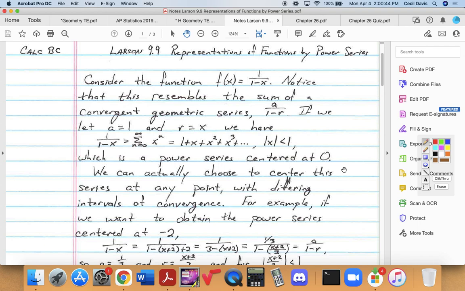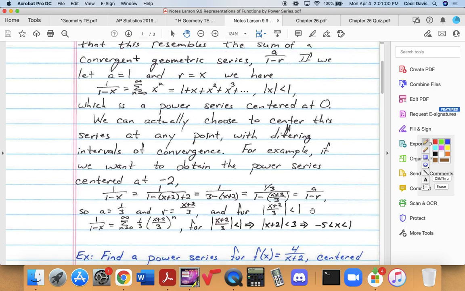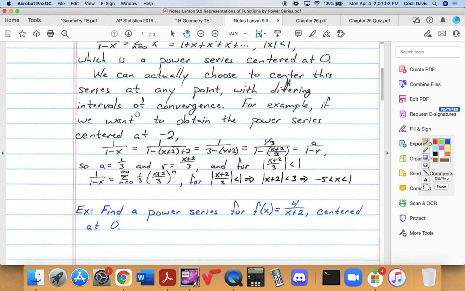So for example, let's say we wanted to obtain a power series for that original function, but we want it to be centered at -2. Why? I have no idea why you would want that. Maybe. But you could do it. So what you would have to do is rewrite this original function, 1 over 1 minus x, as 1 over 1 minus, we want it to be x plus 2, so that that's centered at -2. And since we have subtracted 2, we must also add 2 to compensate for that fact, so that these two are actually equivalent to one another.